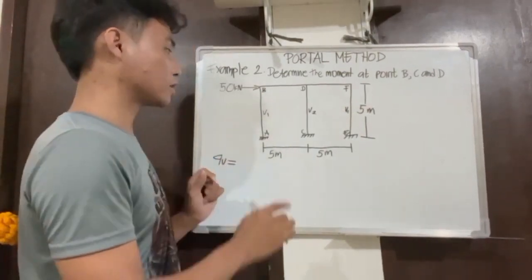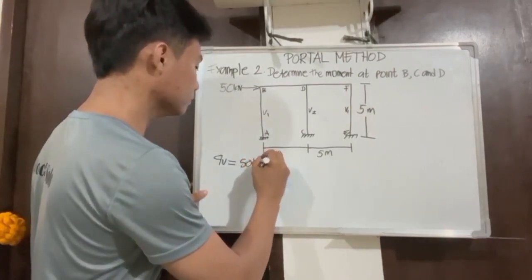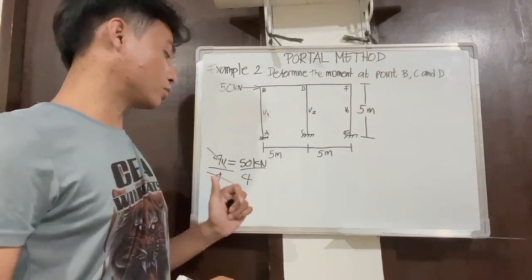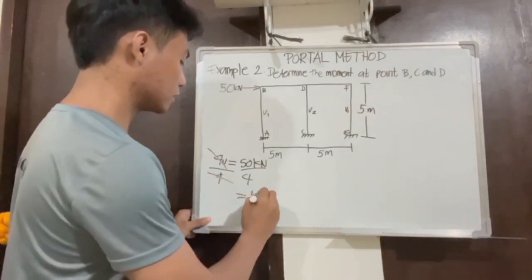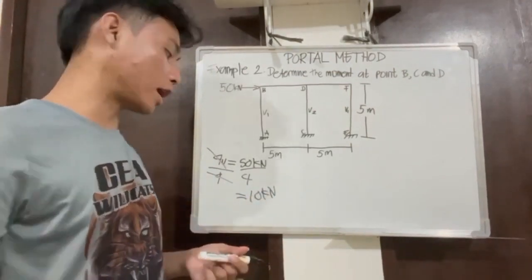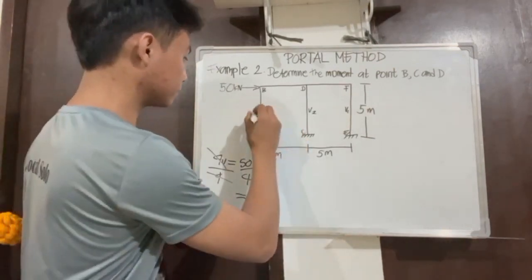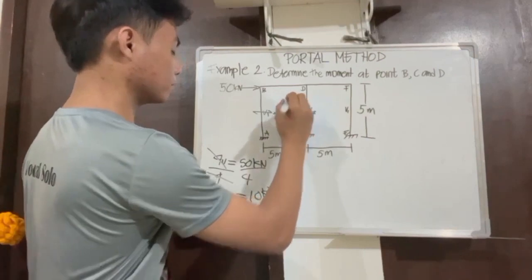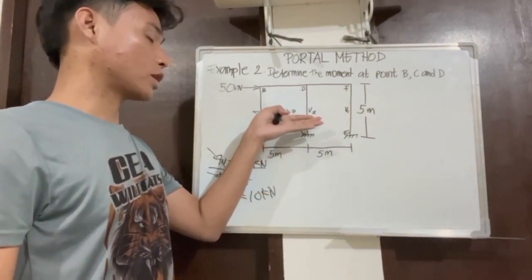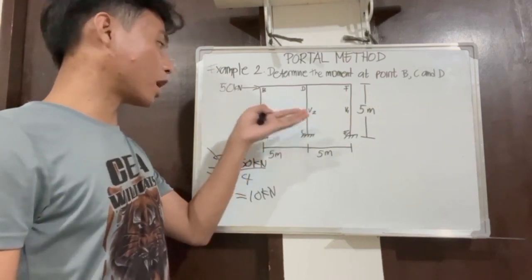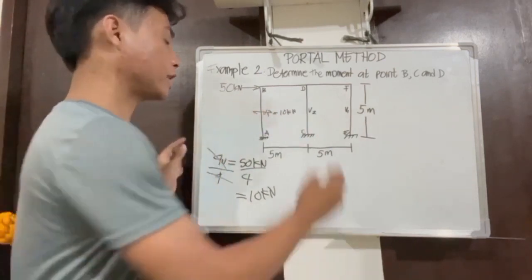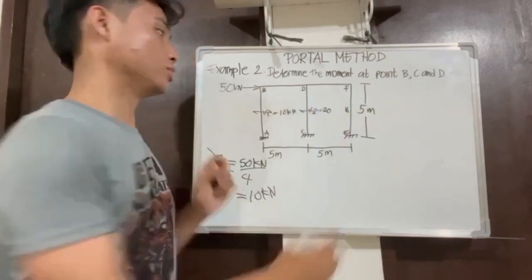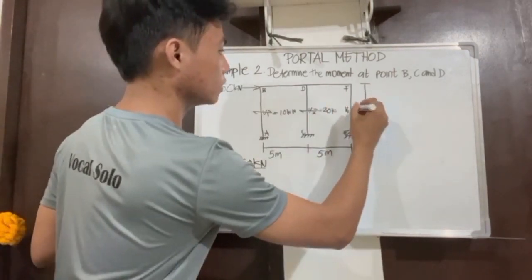And then equals lang gihapon nato sa atong load nga 50 kilonewton. Next is divide by 4 both sides. Cancel. And ang mabilin is 50 kilonewton over 4, which is equals to 10 kilonewton. After nato makuha ang shear, ato na dayon siyang i-butang diri. So single shear naman siya, 10 kilonewton gihapon ang atong ibutang. So ang atong inner column is double shear man siya, so ato rang i-multiply by 2 ang nakuha nato nga answer sa single shear. So 10 times 2 is 20 kilonewton. So single shear lang gihapon 10 kilonewton.